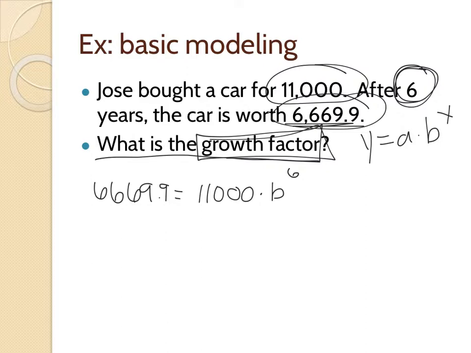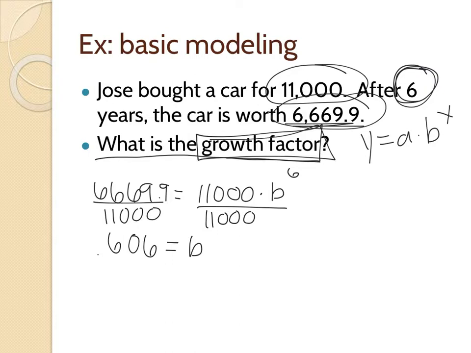Okay, so we need a way to get b by itself. In order to do that, the first thing we have to do is divide by 11,000. Divide by 11,000. Okay, so if I do that real quick in my calculator, I get 0.606 equals b to the 6th power.